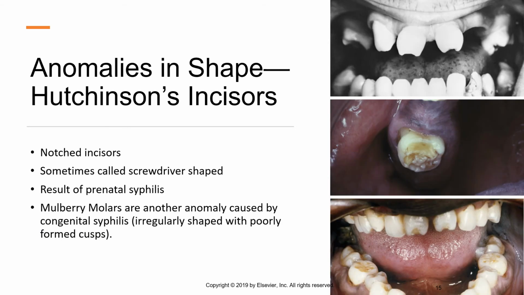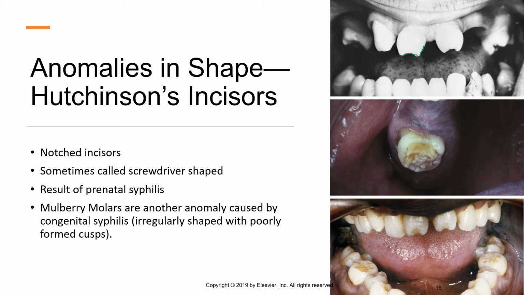All right, anomalies in shape, Hutchinson's incisors. These are notched incisors, and you can see that on this black and white photo on the top here. It looks almost like a flathead screwdriver, the shape of it, so it's often called a screwdriver shape. And this is a result of prenatal syphilis.